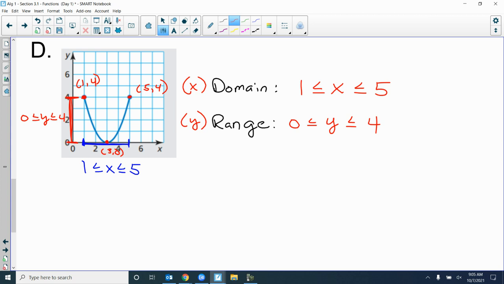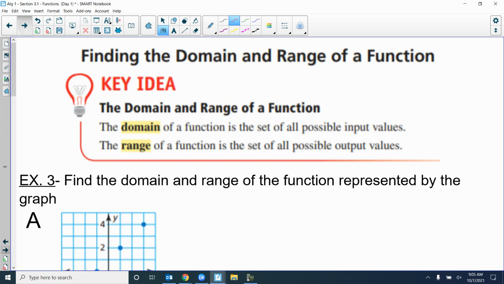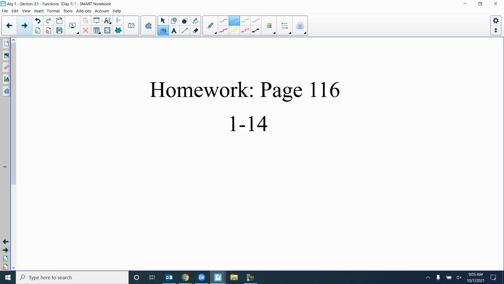Yeah, you gotta be careful of that. All right, so if it's trapped, if it has a high point and a low point, you have to do the same thing with your domain and range, which we did with B as well. All right. Okay. This is different.